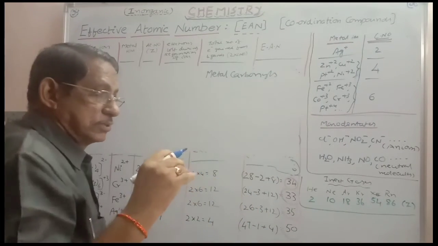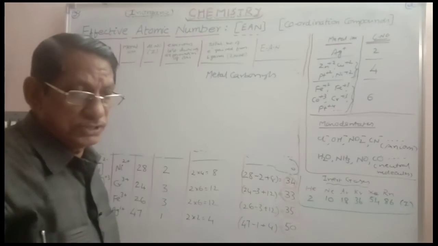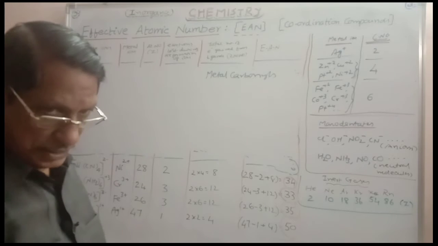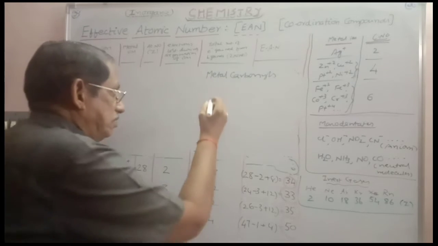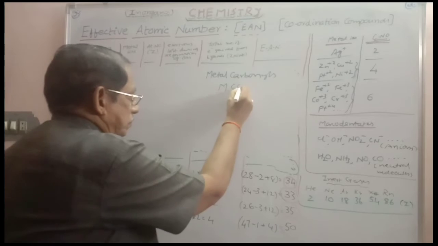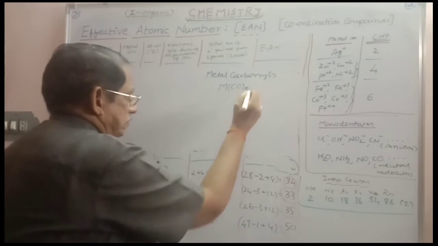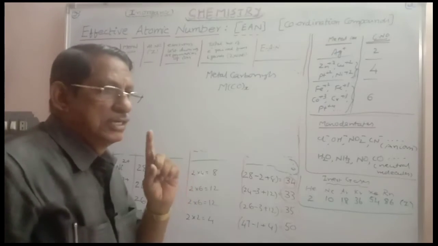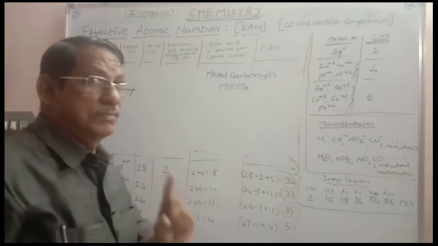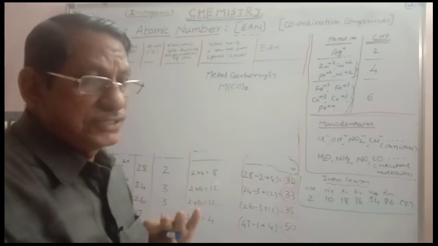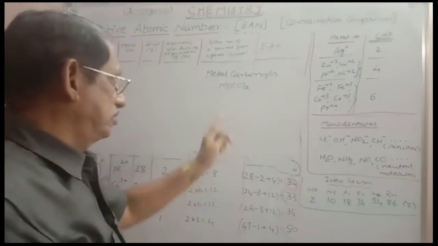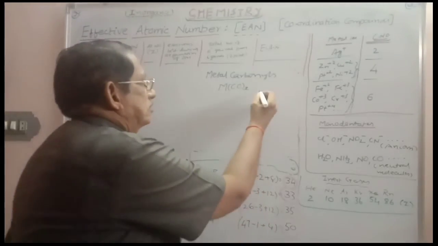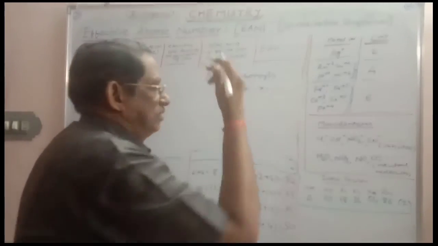Most of the metals are able to combine with a neutral molecule like carbon monoxide, and when carbon monoxide acts as a ligand, it is called carbonyl. Metal carbonyl is represented by M(CO)x. Mononuclear carbonyls, only one metal atom will be present there. We are not considering polynuclear carbonyls, we are considering only mononuclear metal carbonyls. And here x depends upon the nature of the metal.